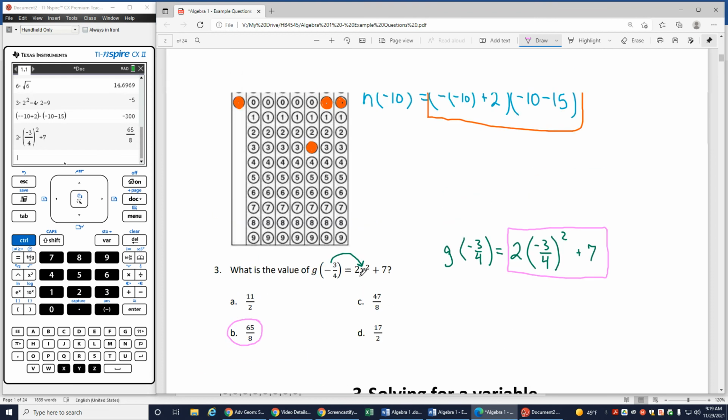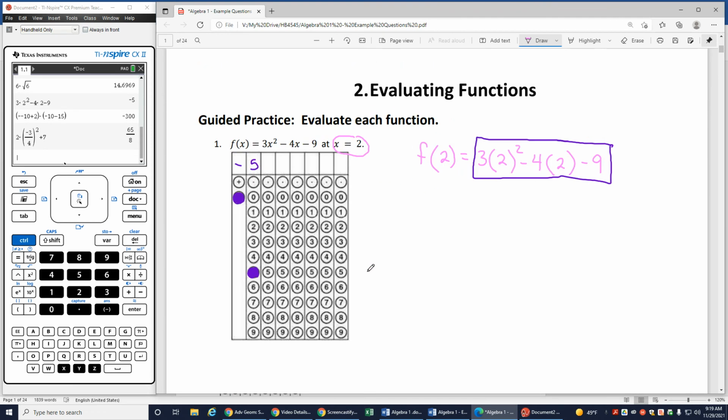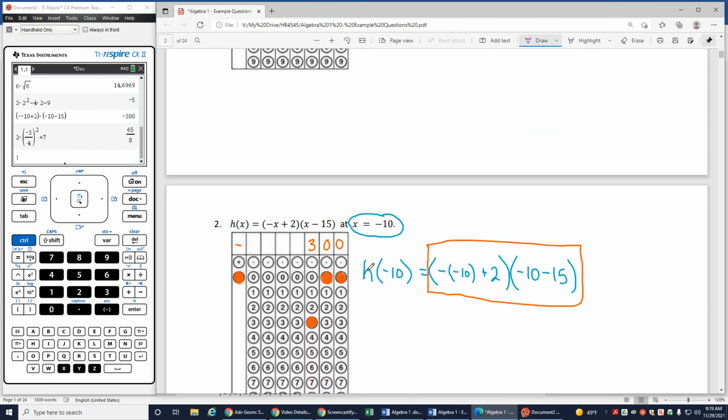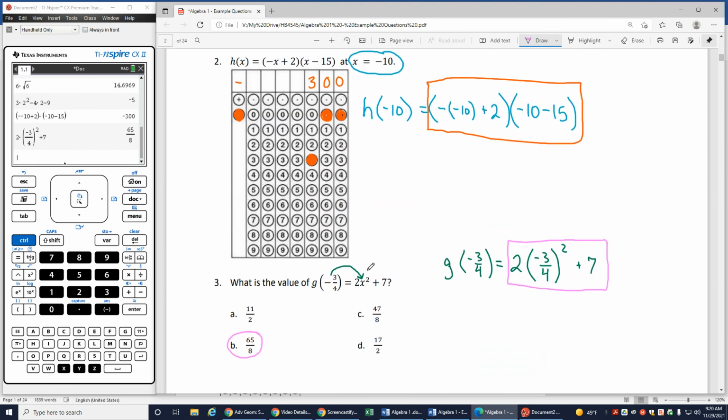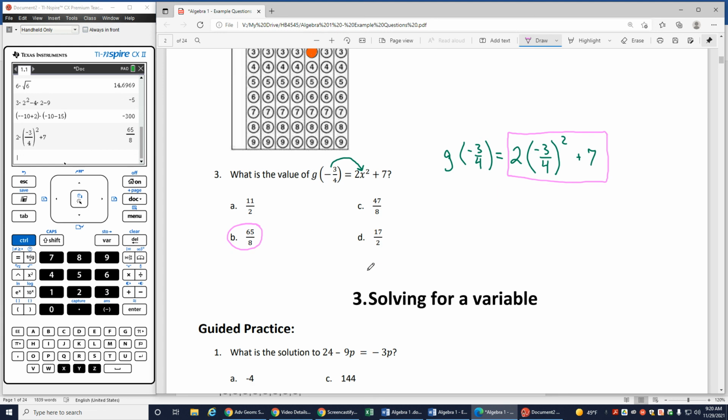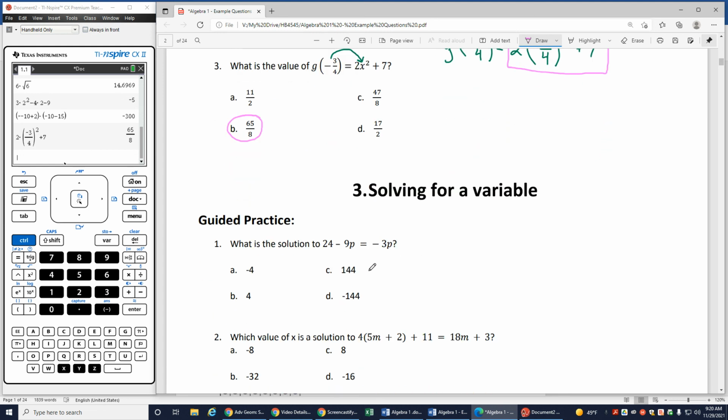Okay, so hopefully that helps you with any questions you have about using your calculator to help you evaluate functions. If you have any questions, make sure you ask your teacher or your tutor, and then in the next video, we will talk about using your calculator to help you solve for a single variable.